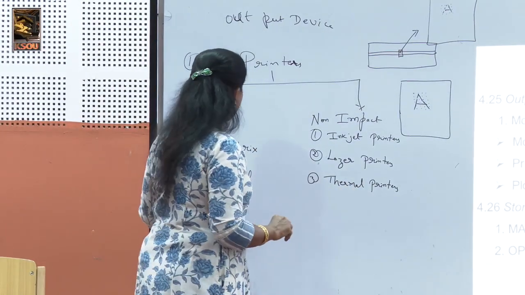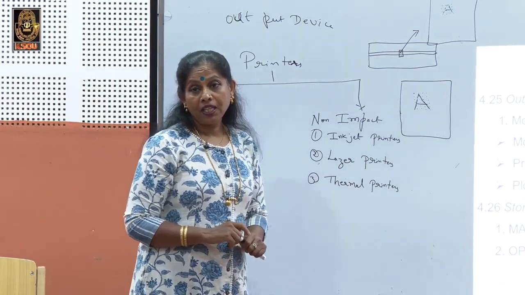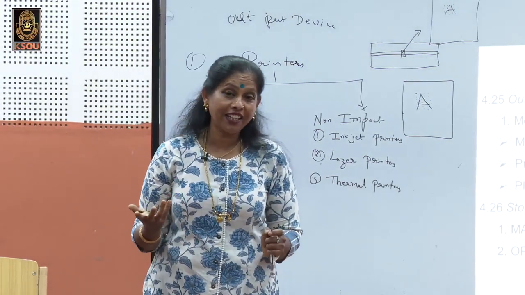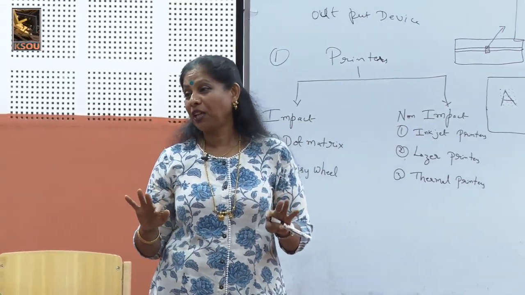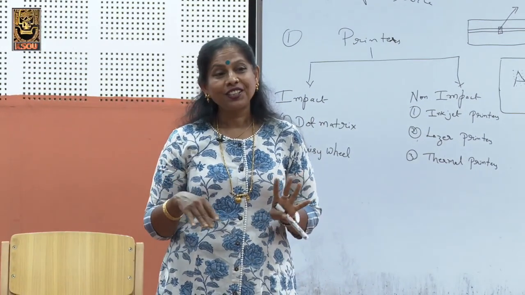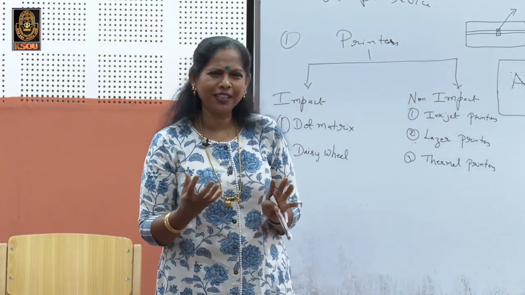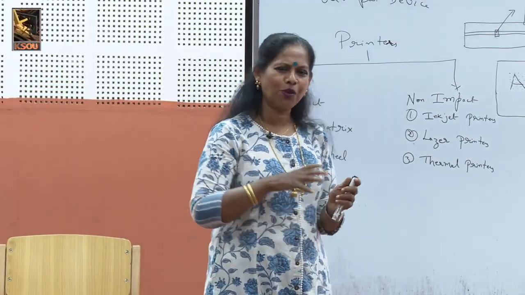So here, this is the dot matrix printer. The next is the daisy wheel. Daisy wheel, you have all seen a typewriting machine. It is just like that, a little bit similar, almost similar.